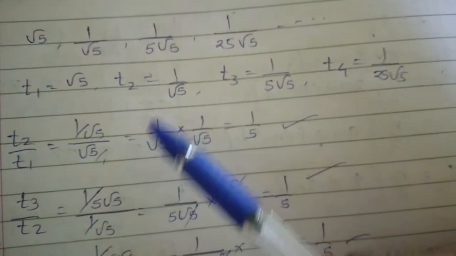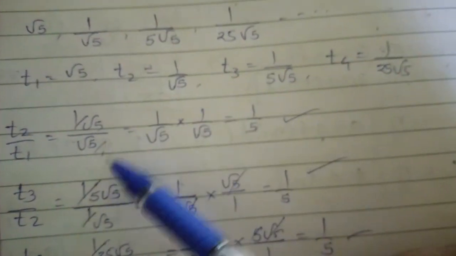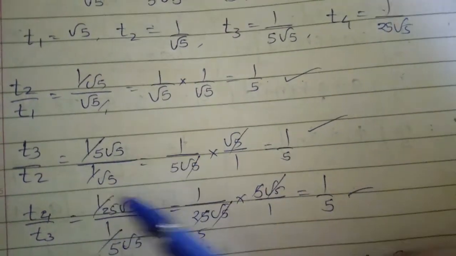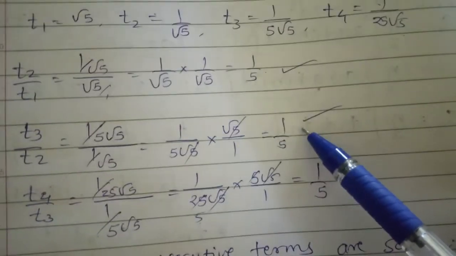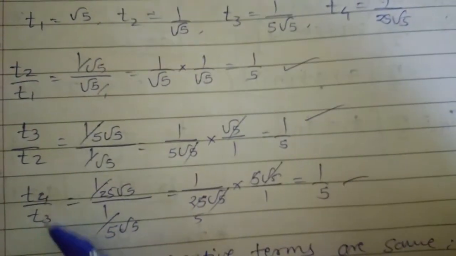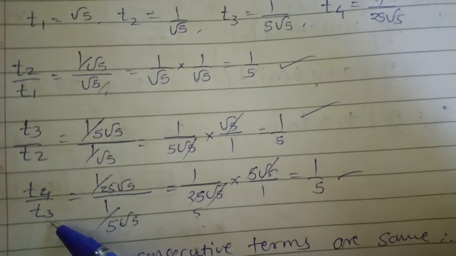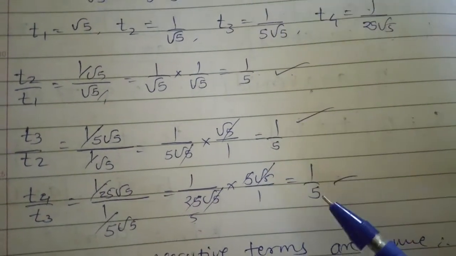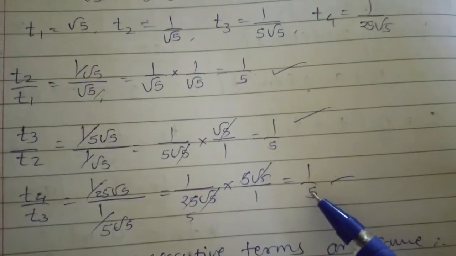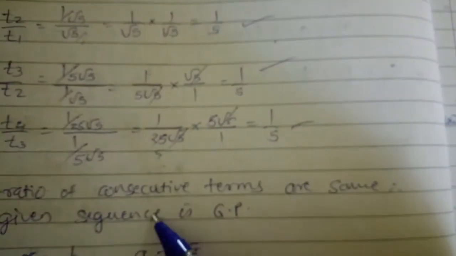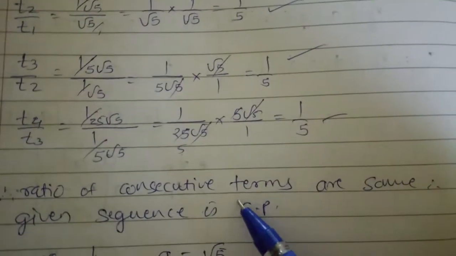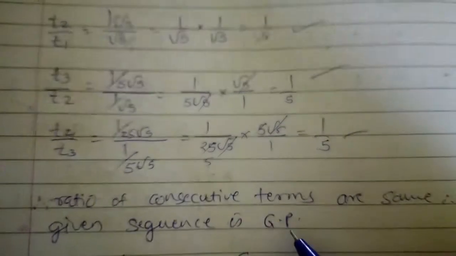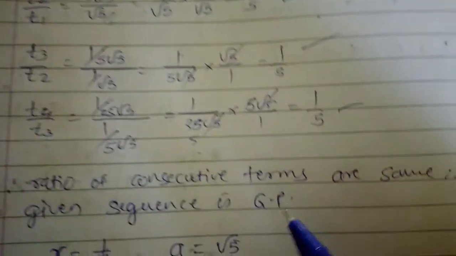So t2 by t1, so 1 upon root 5 upon root 5, here we get 1 upon 5. t3 by t2, by calculating this, here also we get 1 upon 5. And after taking the ratio of t4 and t3, we also get the same answer. So here also all the ratios are the same and so it is a GP. So we have to write down that the ratio of consecutive terms is the same and so the given sequence is a GP. So since it is a GP we have to find the Tn.